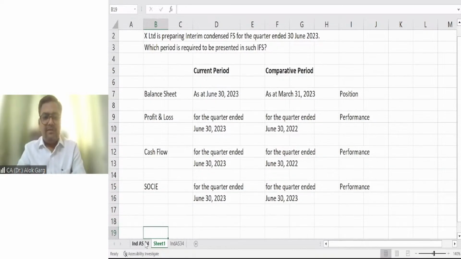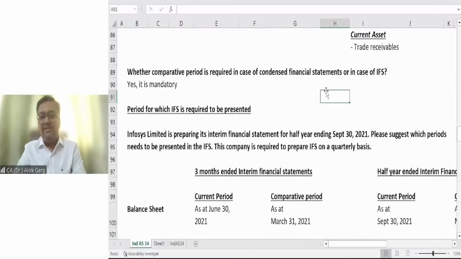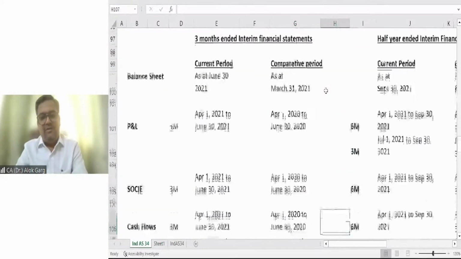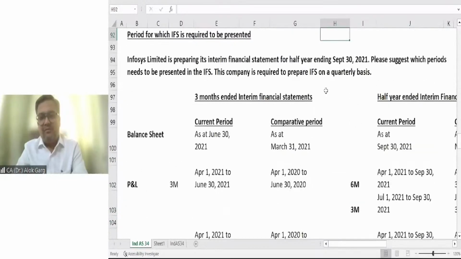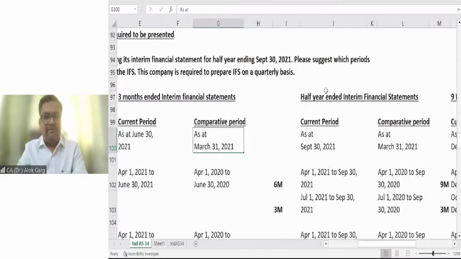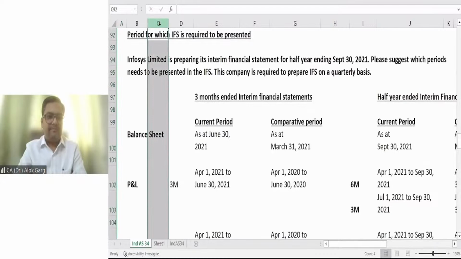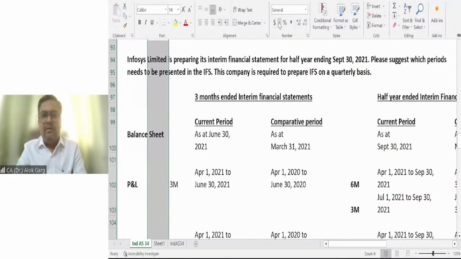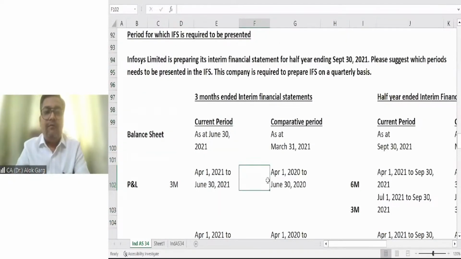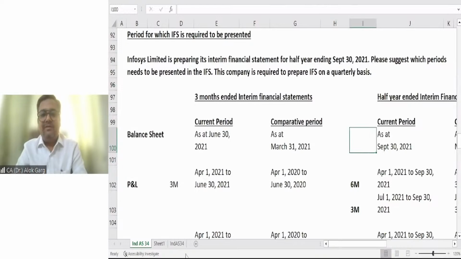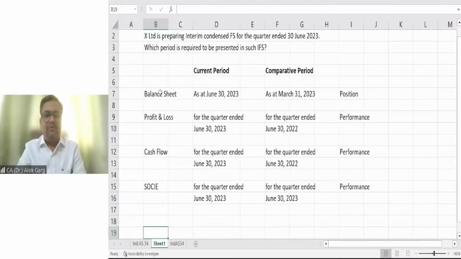So, friends, what about the September quarter? What about September? So, this is what I have prepared. This is what I have given. What about September? For September, the balance sheet. Tell me what about September? Same question I'm asking.